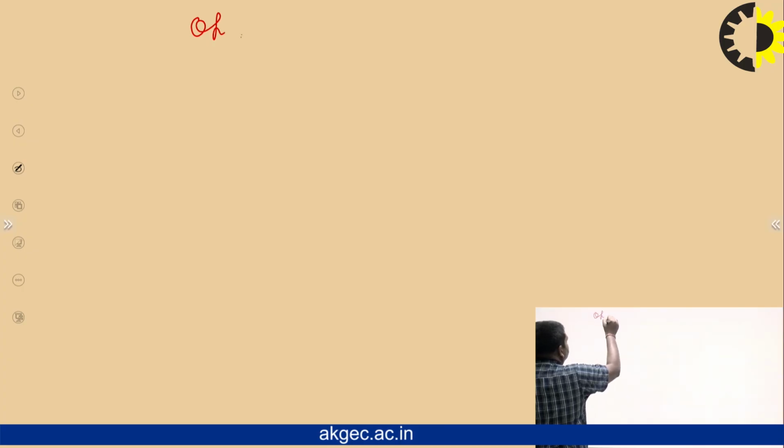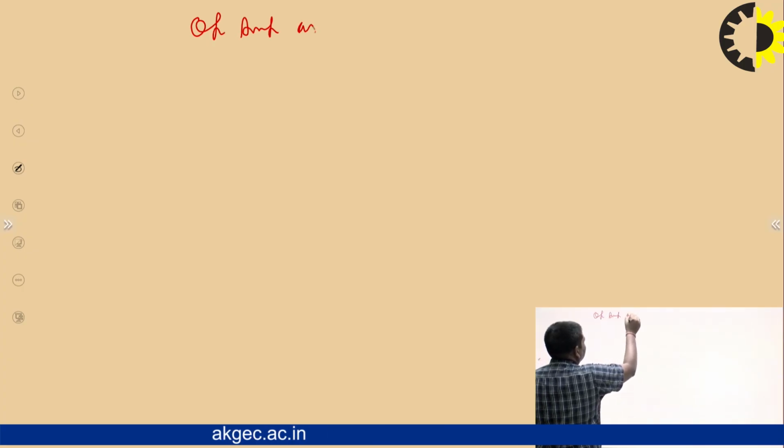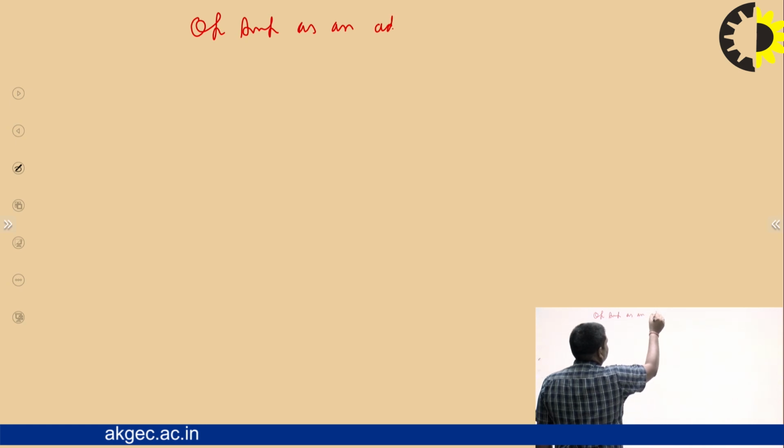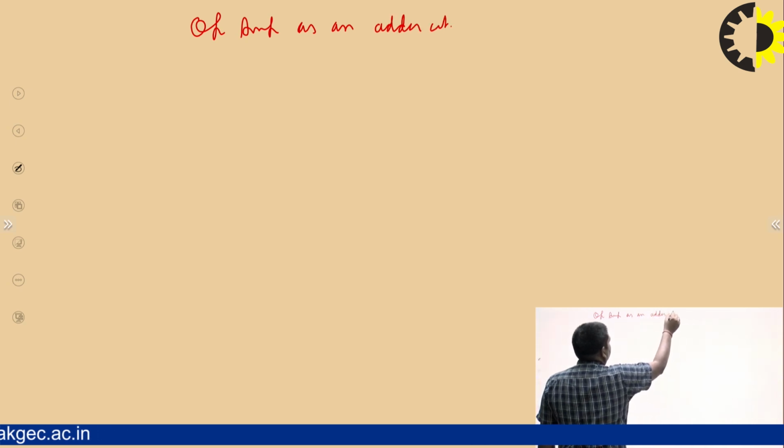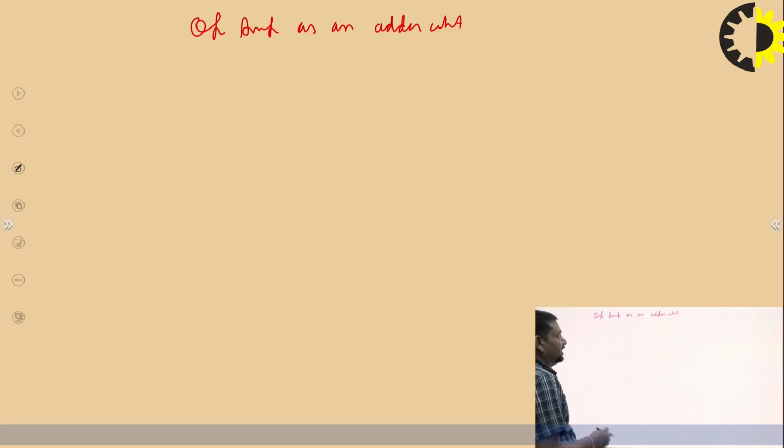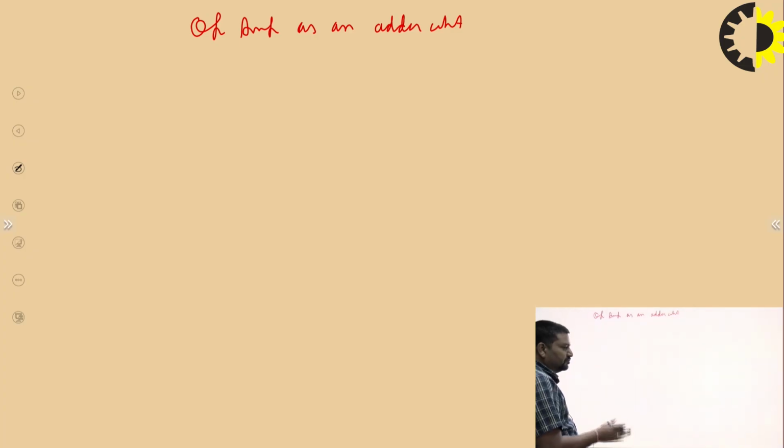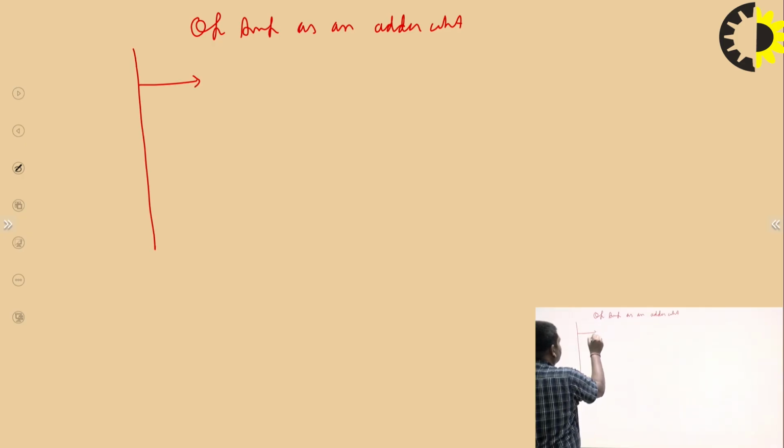The third one is the op-amp as an adder circuit. What is the meaning of adder circuit? If we apply n number of inputs and we want the output to be the sum of all the input voltages, such a circuit is called an adder circuit. The adder circuit can be built in two types: the inverting adder and the non-inverting adder.